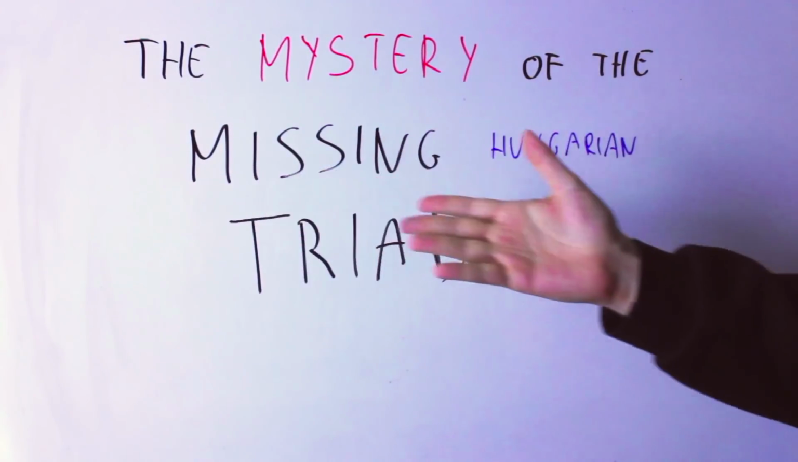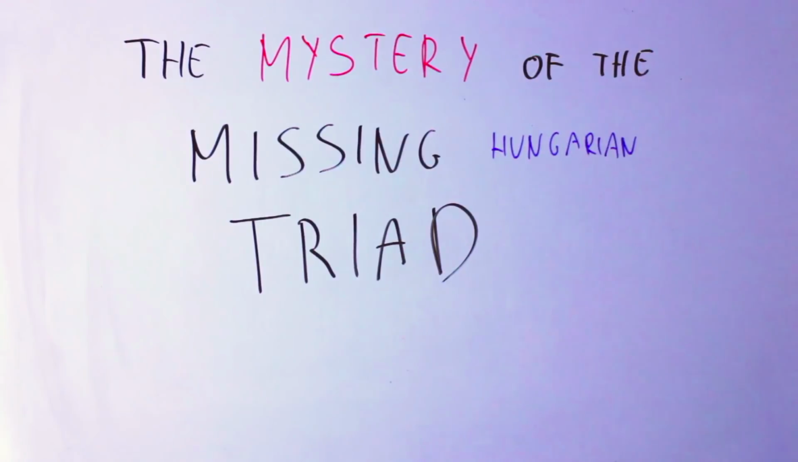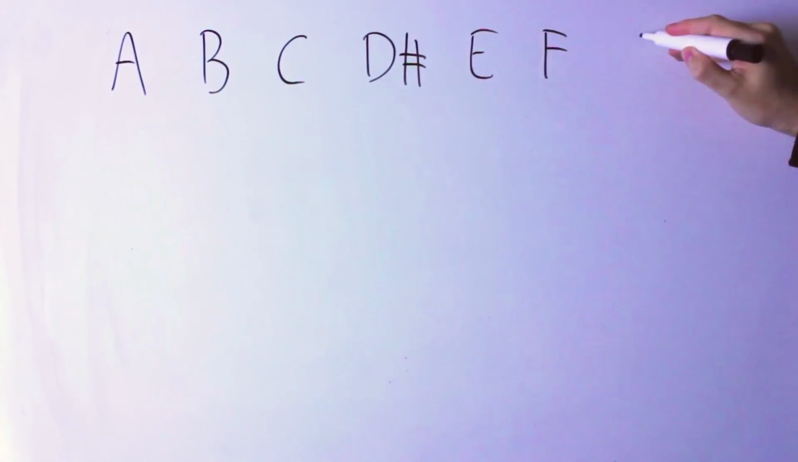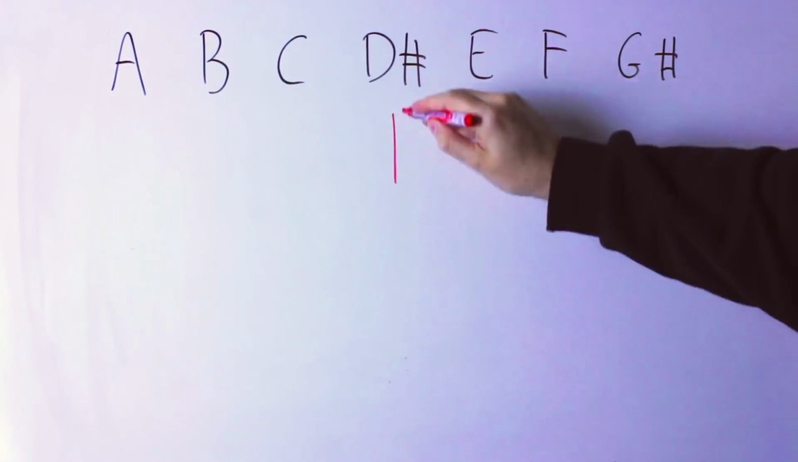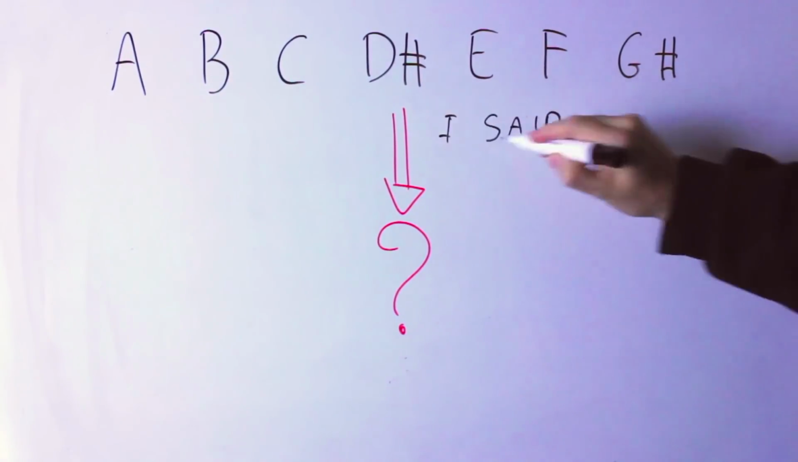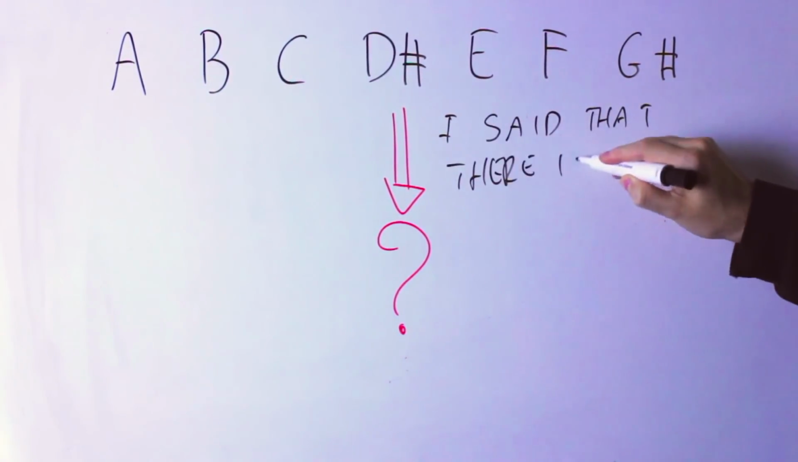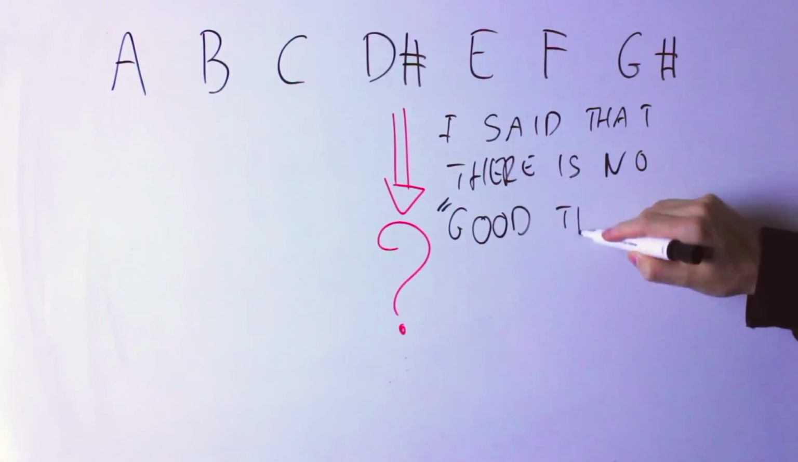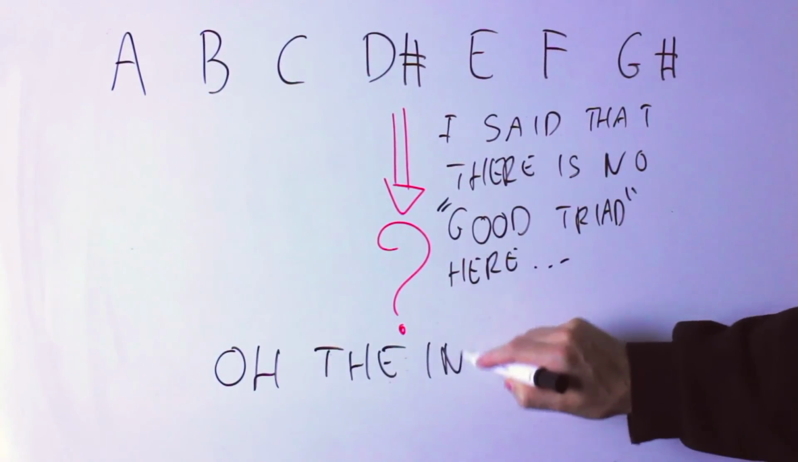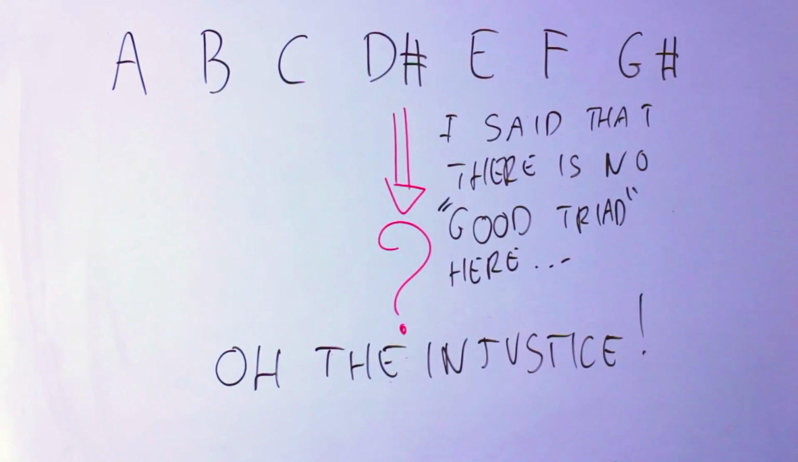Some time ago I posted a video on the Hungarian minor scale, and when I was deriving the chords of that scale, I dismissed the triad on the sharp fourth note, the D sharp, because none of the combinations of notes seemed to work as a triad on D sharp. From then on, I received dozens and dozens of comments and emails on the fact that I overlooked a good chord, and many of those were actually pretty angry, as if I had made a major mistake.